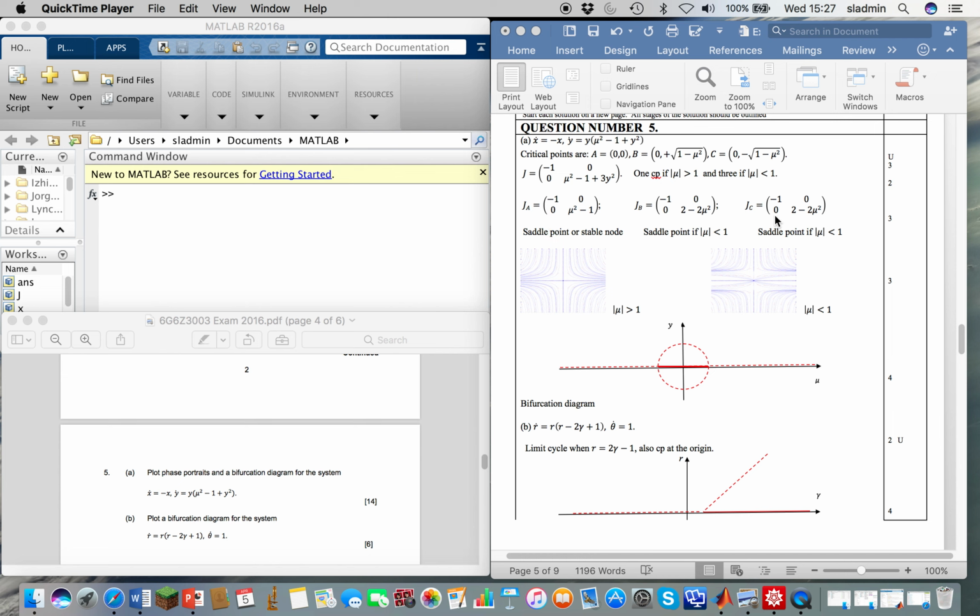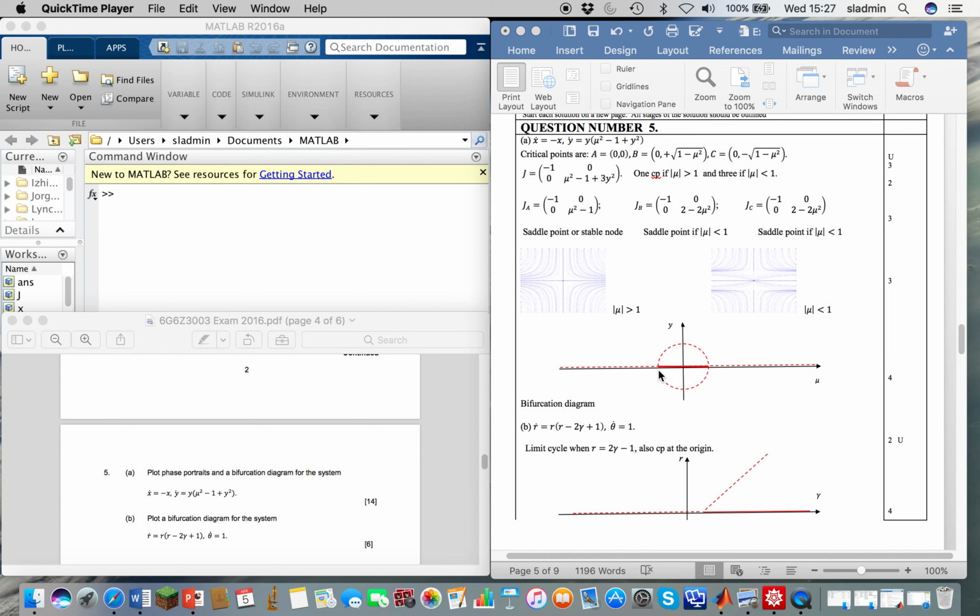And for B and C, both of these are saddle points if the modulus of mu is less than 1. Okay, so we have 3 critical points if modulus of mu is less than 1. This circle here is given by the formula mu squared plus y squared equals 1 from the y dot, because we're looking at y against mu. So the equation of this circle is mu squared plus y squared equals 1.